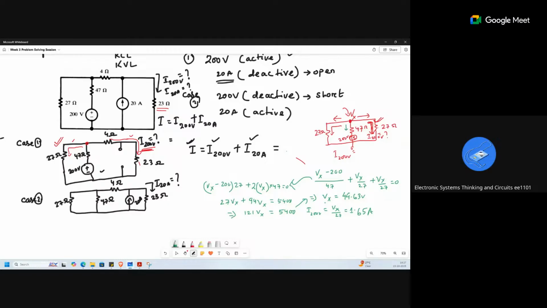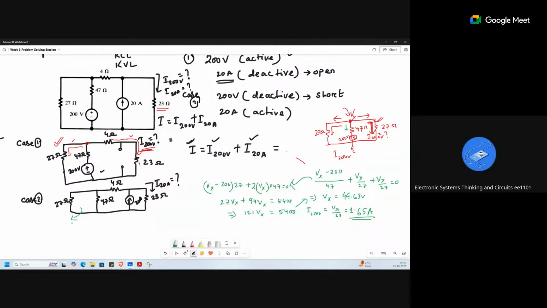Nitish, can you check your calculation? Okay, this is fine. Yes, ma'am, I'm doing it now. Nitish, are you saying anything? Mathayan, did you get this answer? No, ma'am, not yet.